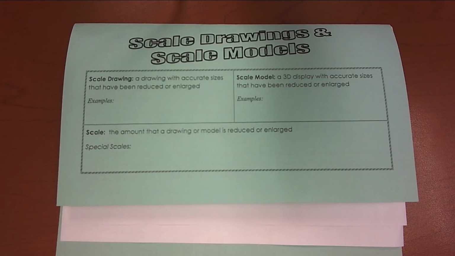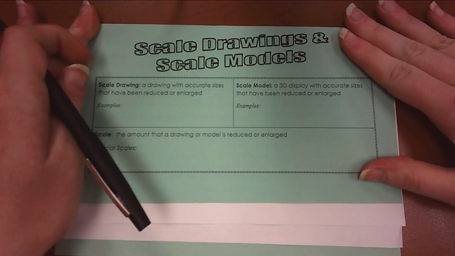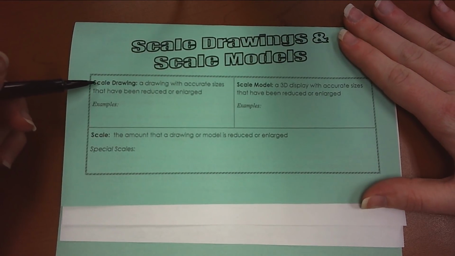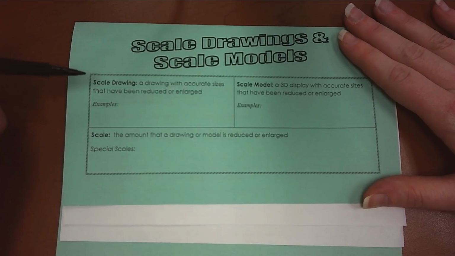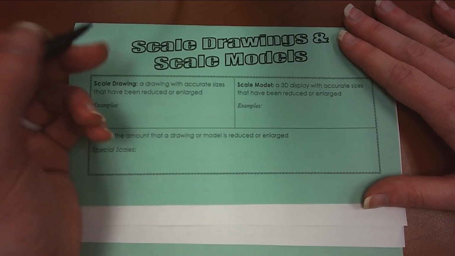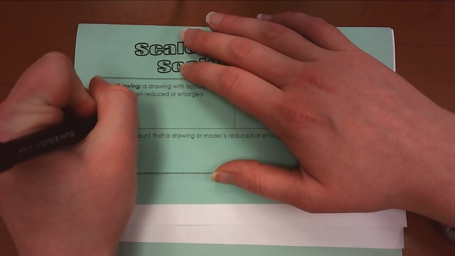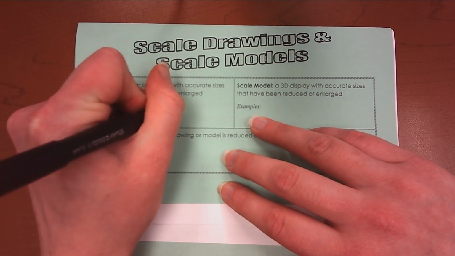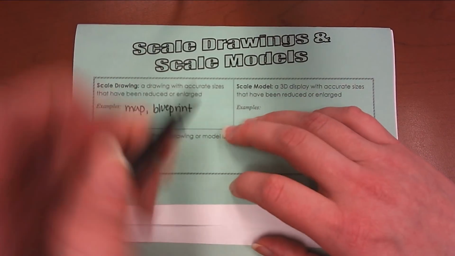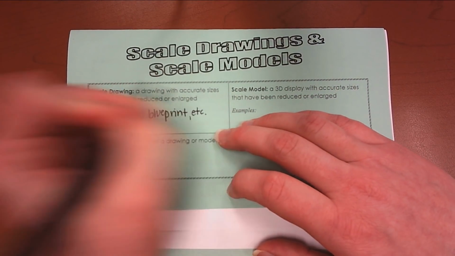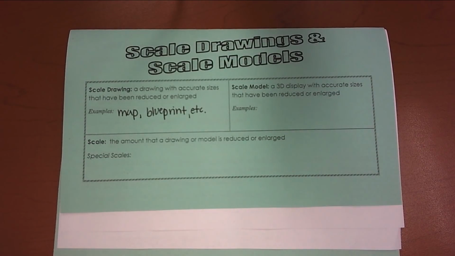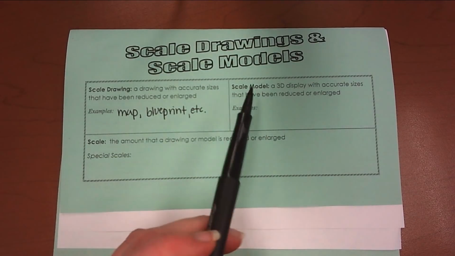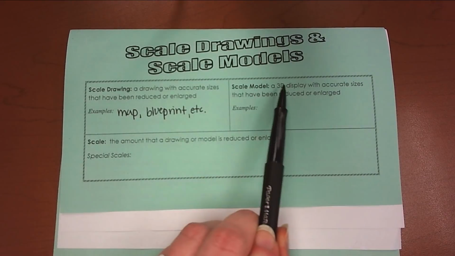Today we're going to be talking about scale drawings and scale models, and so I have a couple definitions for you here. A scale drawing is a drawing with accurate sizes that have been reduced or enlarged. So some examples would be a map, a blueprint, or things of that nature, where in both of these cases things are scaled down. So everything is drawn accurately to each other, but it's scaled down or enlarged to do that. A scale model is different than a drawing because it's a 3D display.